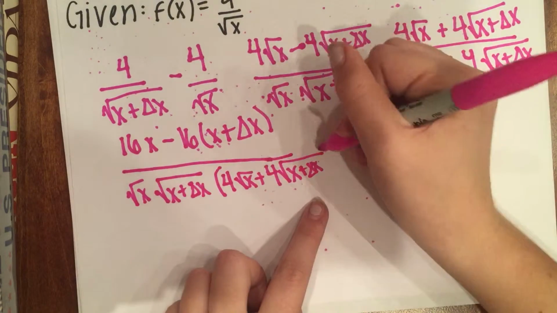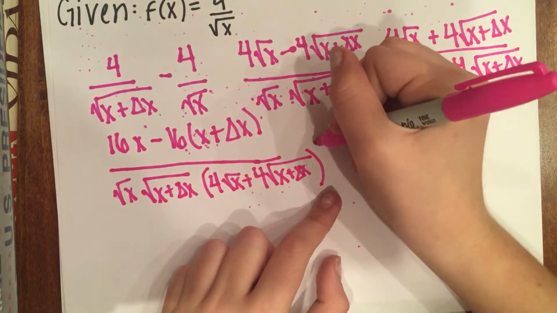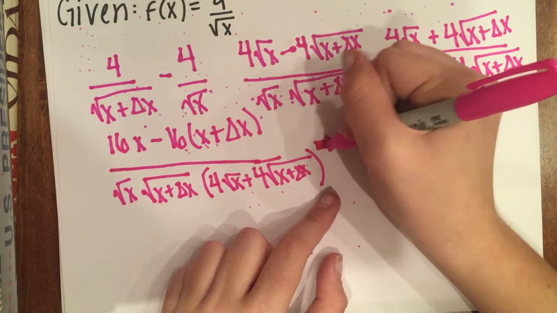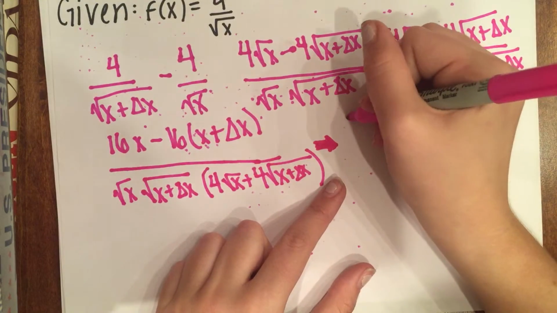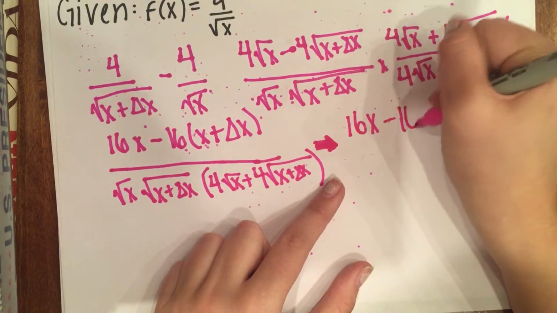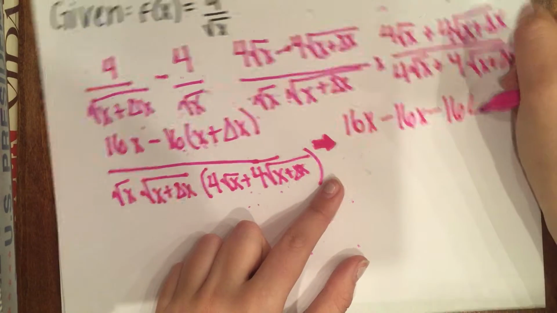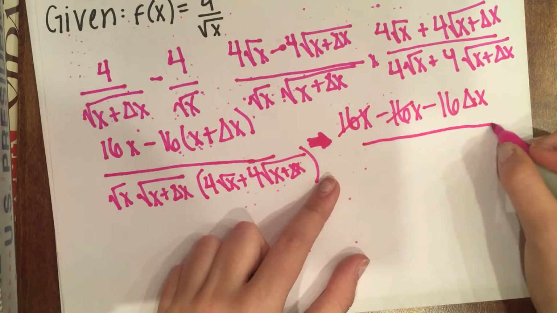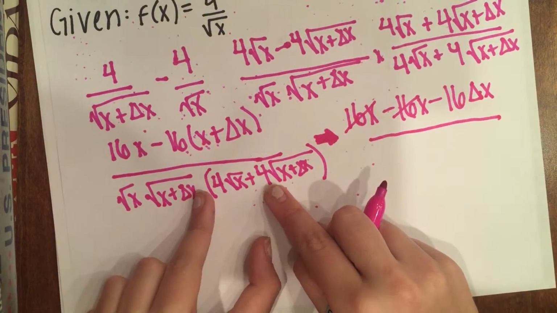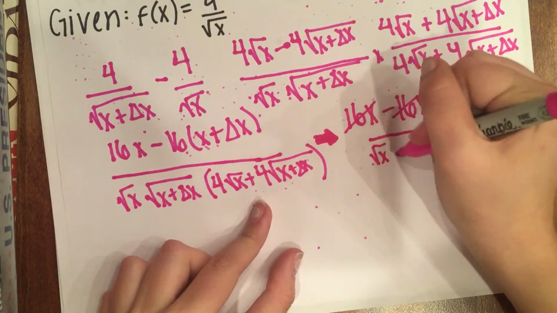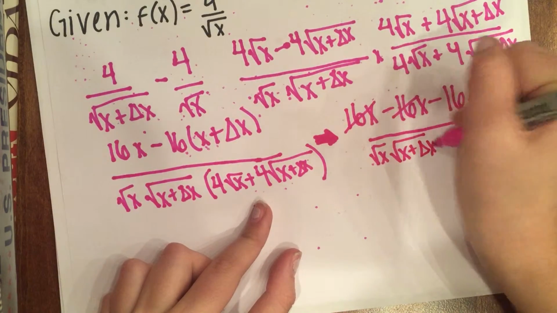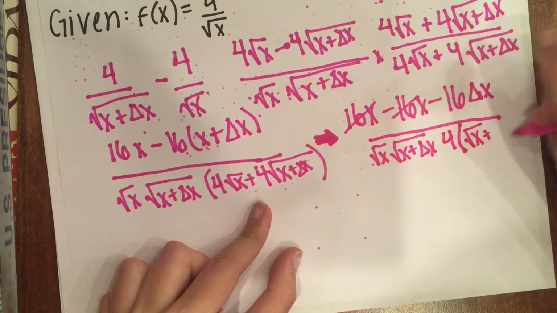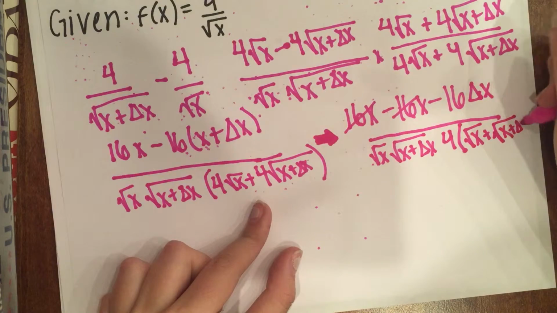So just to simplify things a little bit further, I can write this out as, this should be a little arrow, even though it is still equal, 16 root x minus 16 root x minus 16 delta x. So these two guys cancel. And I'm also going to take, you can see there's two 4s here, so I'm going to distribute one of them out. So I'll get root x times root x plus delta x times 4, and then a little parenthesis, root x plus root x plus delta x.